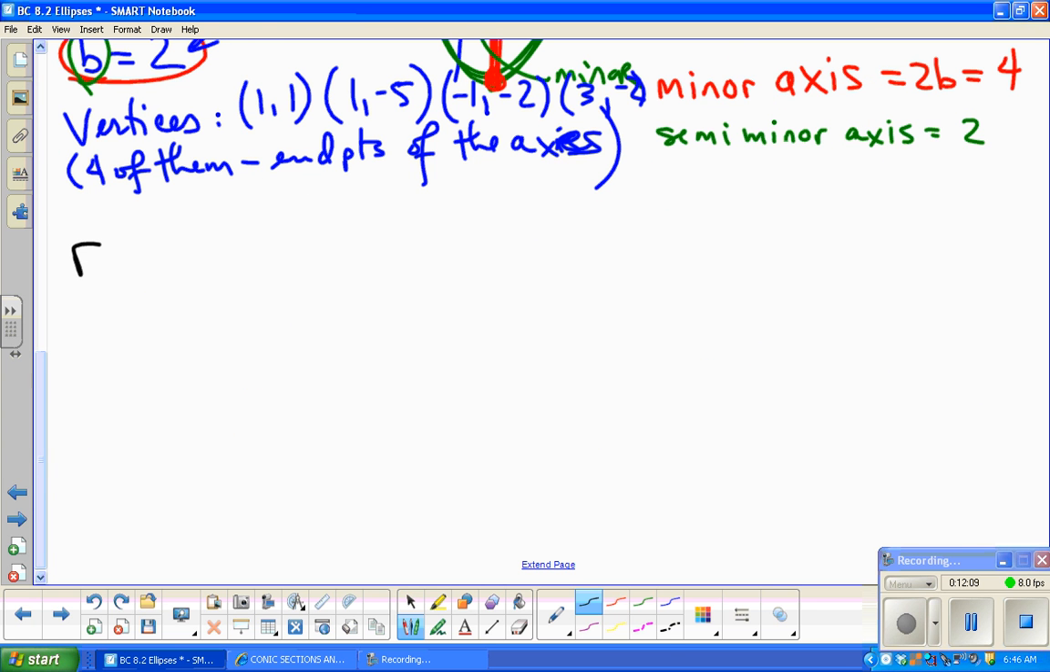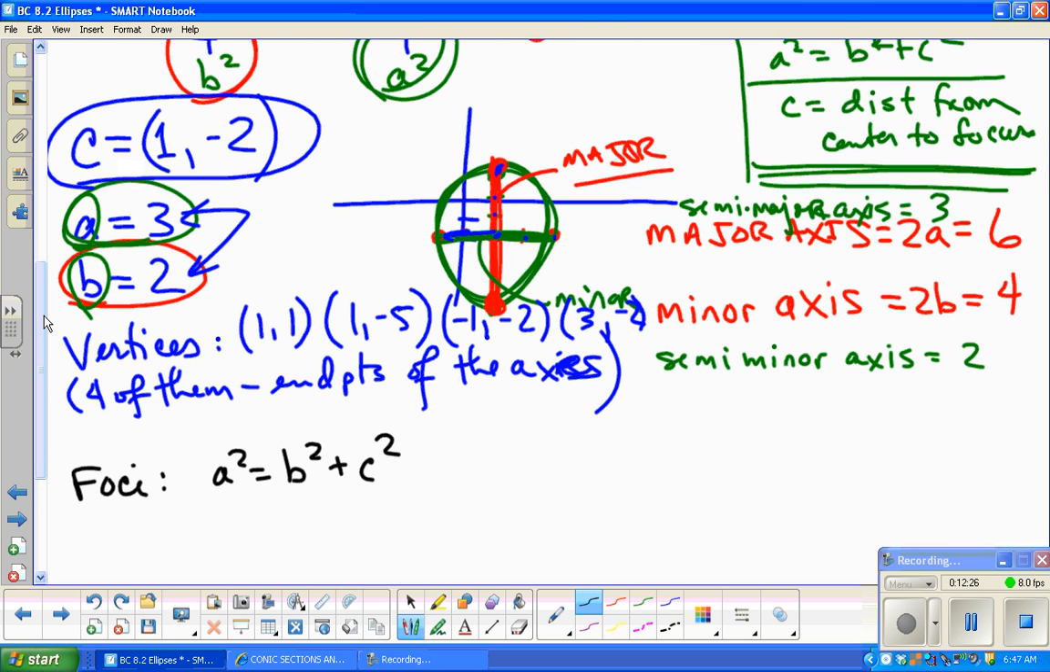Okay, so foci, as I mentioned a minute ago, come from this relationship: a squared equals b squared plus c squared, which is a rearrangement of the Pythagorean theorem. I could go through a big long explanation, but the short version is the foci have to be on the major axis. This little guy is c, this would be a, and this would be a, and it has to do with the way the distances add going around the ellipse from the definition, and this would be the b.